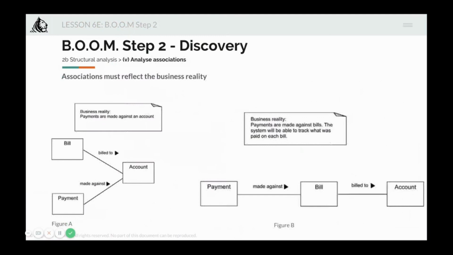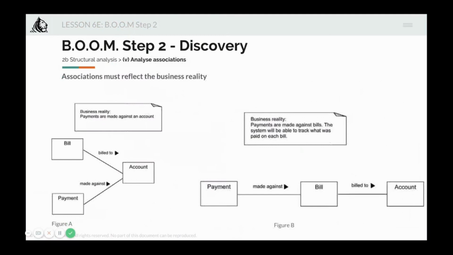it's very important that associations must reflect the business reality. I mean, it all sounds so easy, right? And it often is. However, be careful. Sometimes there are subtleties. For example, figure A shows a diagram modeling a system that manages credit card accounts. In figure A, a payment is made against an account, not against a bill. One consequence is that the system will not be able to track which bills have been paid and how much was paid on each bill.